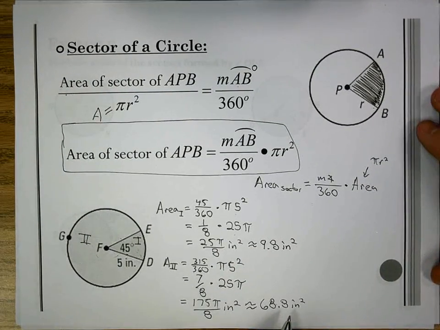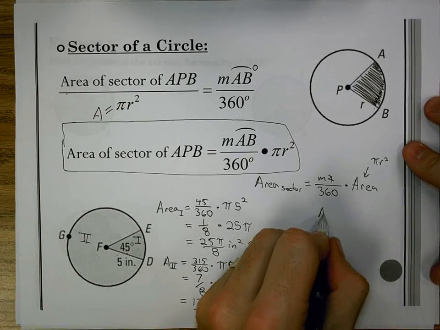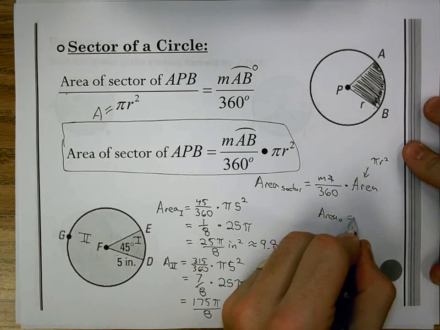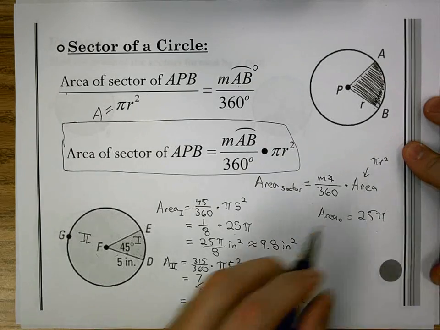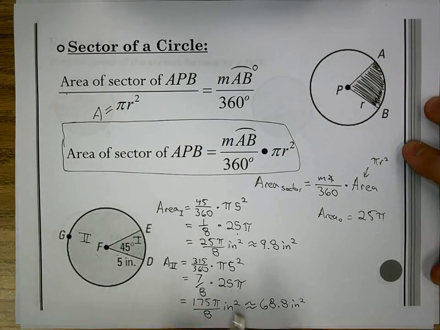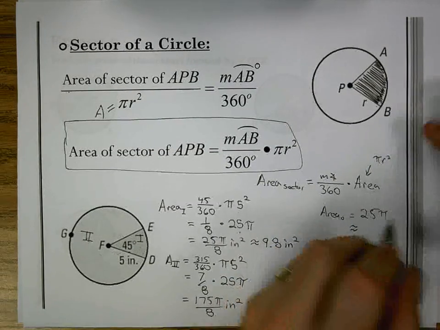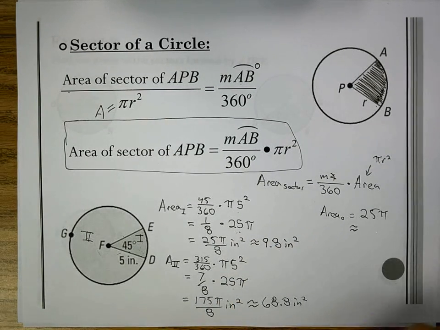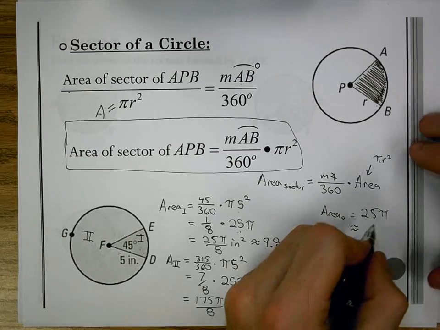bigger. Now, real quick, if we looked at the area of the whole circle, we found that it was 25 pi. We found it here, we found it here. We can also see it's just pi r squared. That is approximately 78.5.